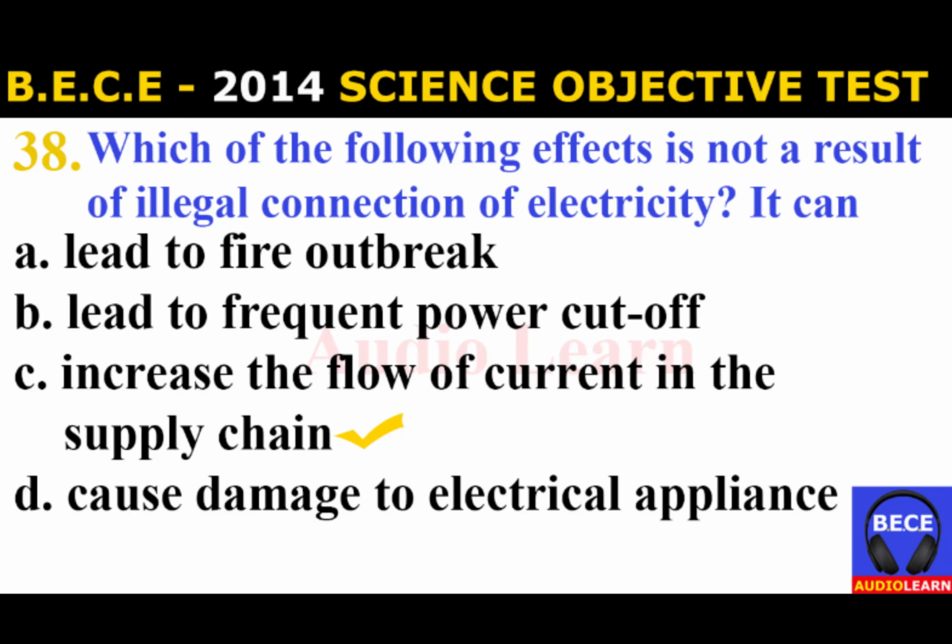Number 38. Which of the following effects is not a result of illegal connection of electricity? It can A. Lead to fire outbreak. B. Lead to frequent power cut-off. C. Increase the flow of current in the supply chain. D. Cause damage to electrical appliances. And the answer is C. Increase the flow of current in the supply chain. Which of the following effects is not a result of illegal connection of electricity? It can increase the flow of current in the supply chain.